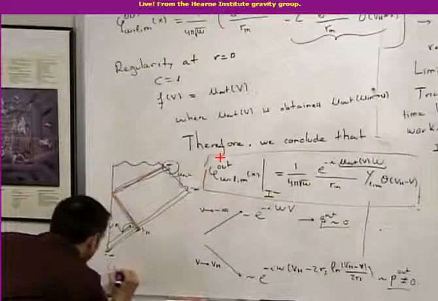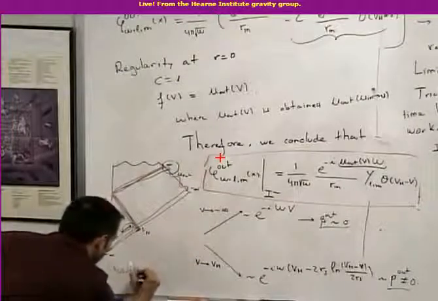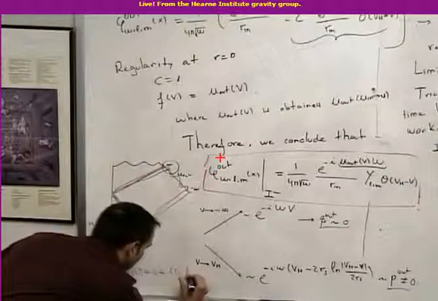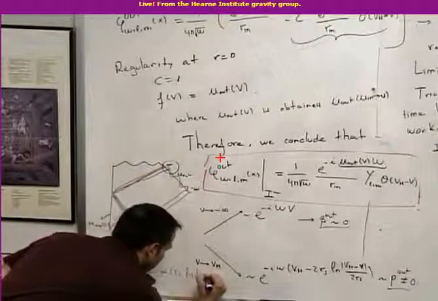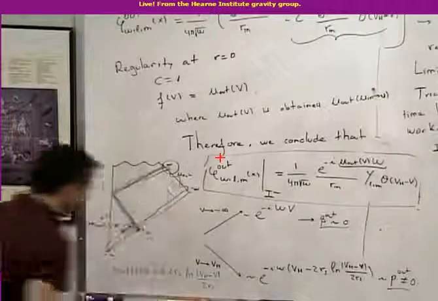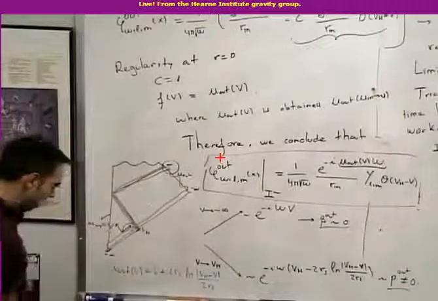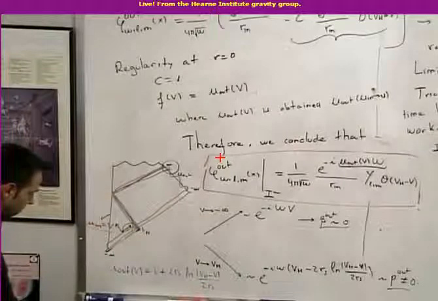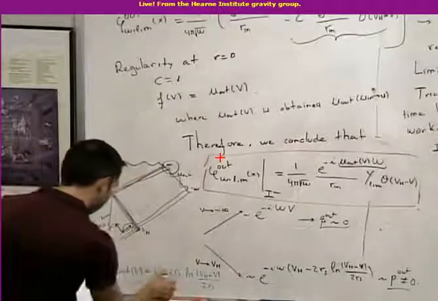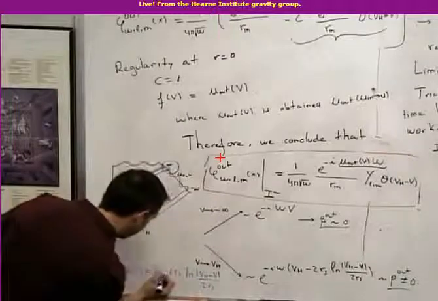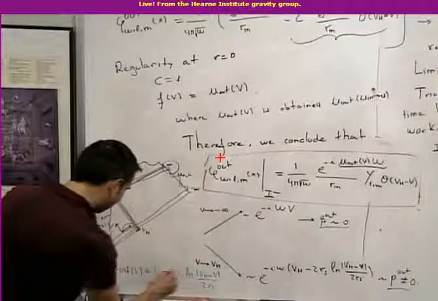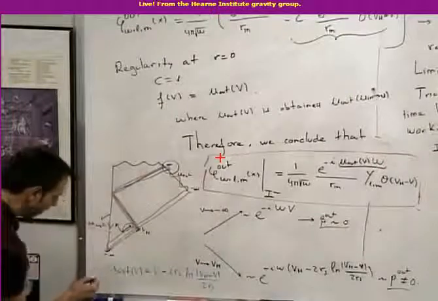U out of V is V plus 2RS log of (VH minus V) divided by T, V minus 2RS or... It's a line. And this behaves as, I don't have more space.